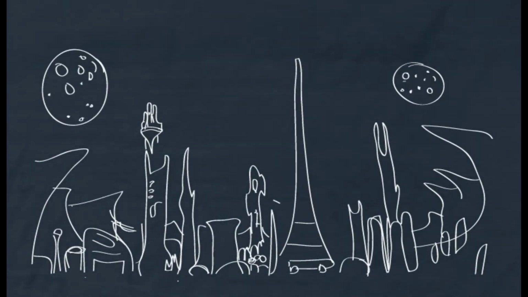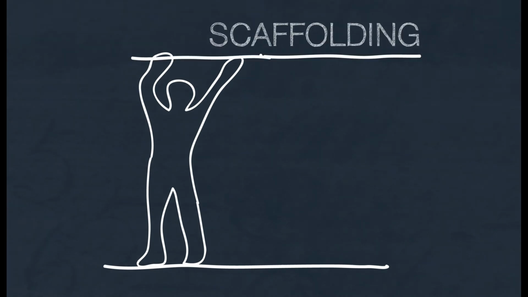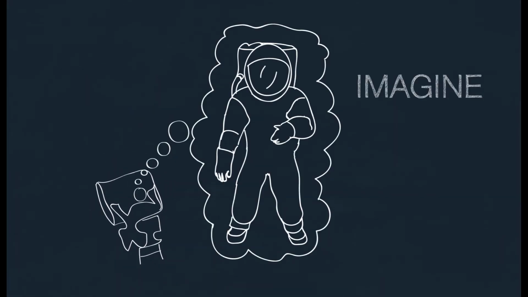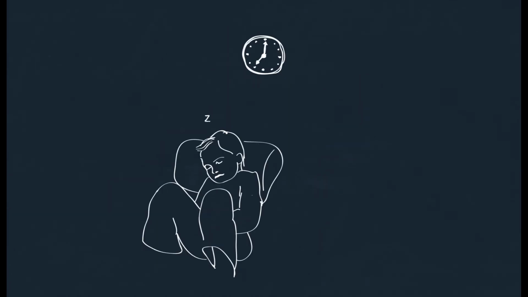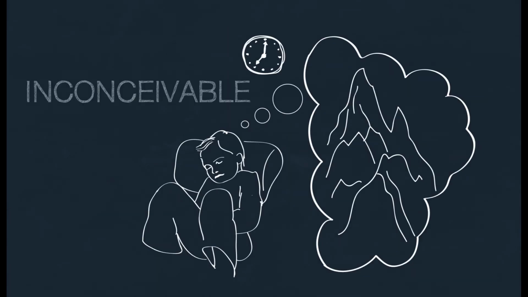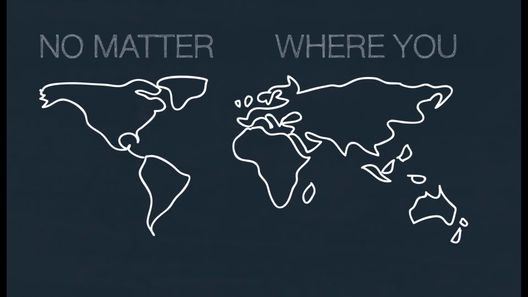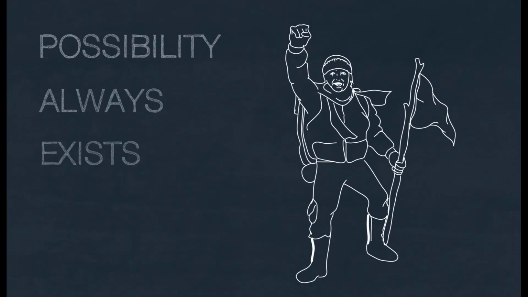It should be about building possible futures for children and scaffolding and tooling that possible future until they've reached a point where they can dream and imagine for themselves. Sometimes those dreams might seem inconceivable or impossible. And it's a teacher's role to show children that no matter where they came from or no matter what they've experienced, the possibility always exists.